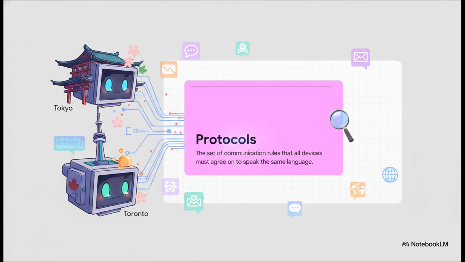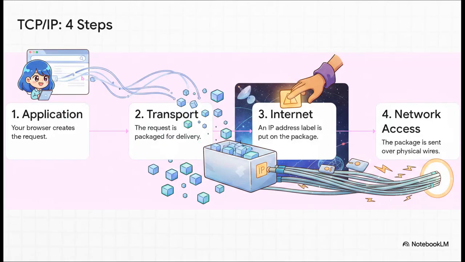It's an agreement. For a computer in Tokyo to be able to understand a computer in Toronto, they both have to agree to speak the same language and follow the same rules. That's a protocol. Now, the main language of the internet is called TCP/IP, and the best way to think about it is like a digital post office.